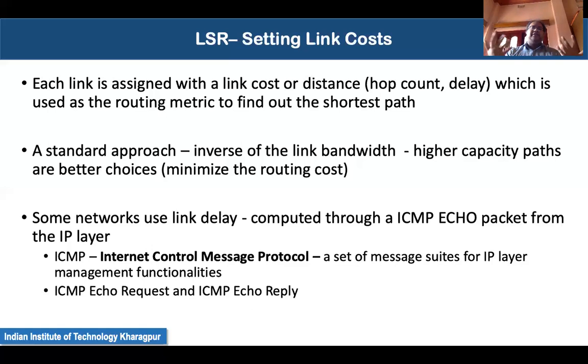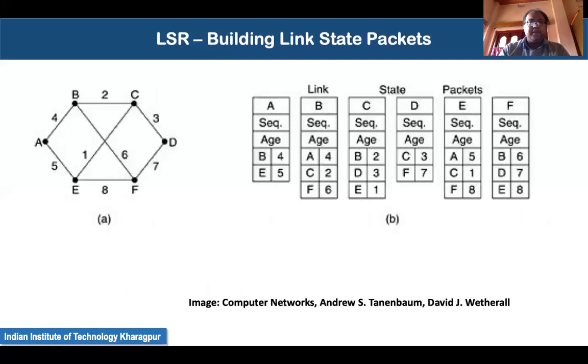So that way, using ICMP echo request and echo reply, you can find out what your link delay is. This link delay can also be used as a metric for computing the routing. If you are reducing the link delay, that means you are reducing the end-to-end delay in the network. So that way, you can set up the link cost in a link state routing protocol.